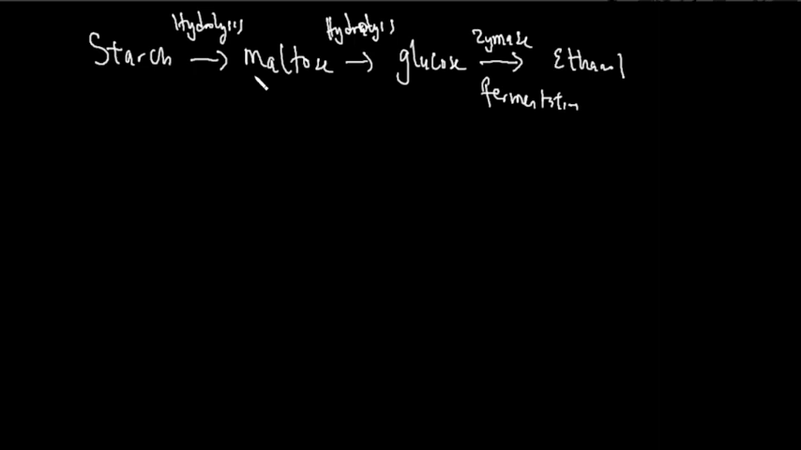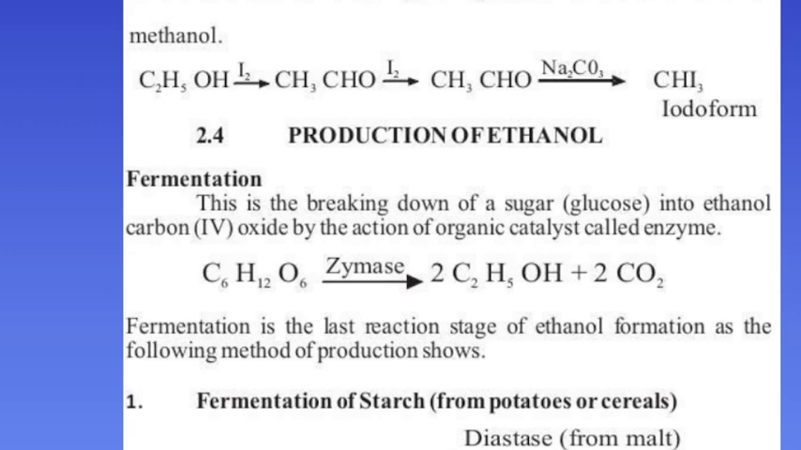So when this occurs, basically, glucose is produced, and then glucose is now fermented to give your ethanol. So generally speaking, once glucose is fermented, it produces ethanol. That is one major way of producing ethanol.